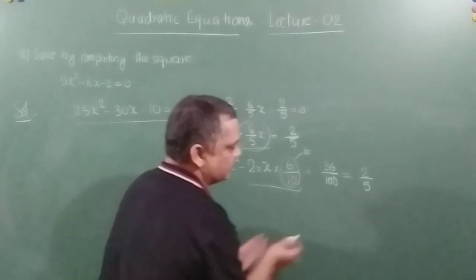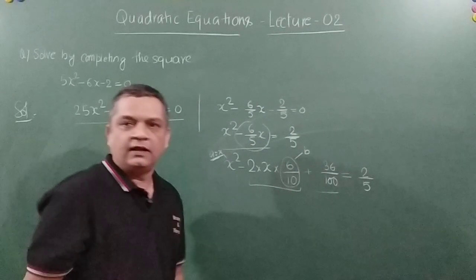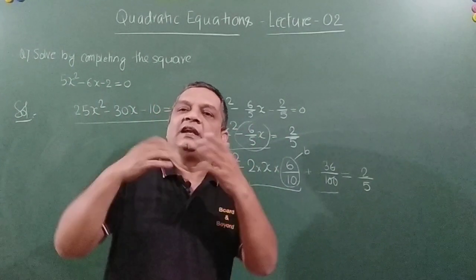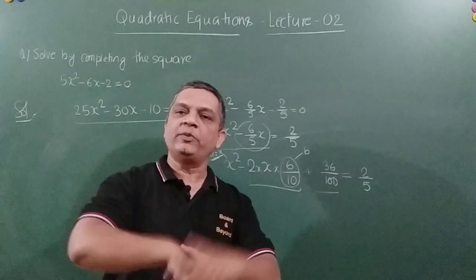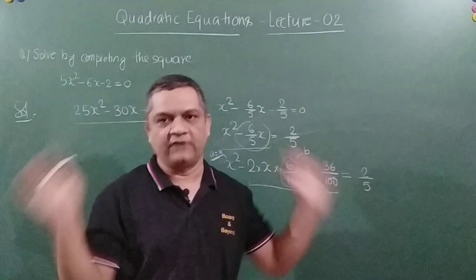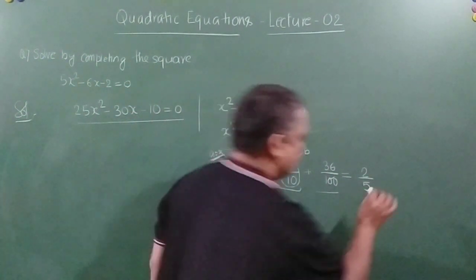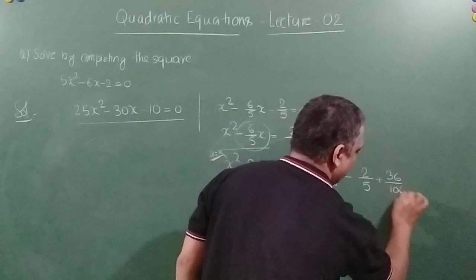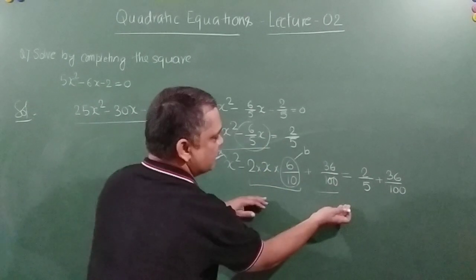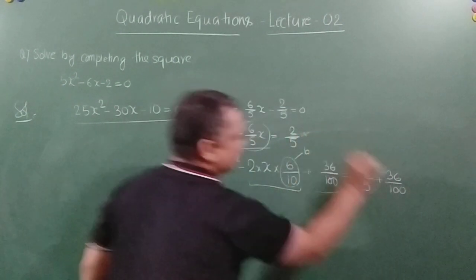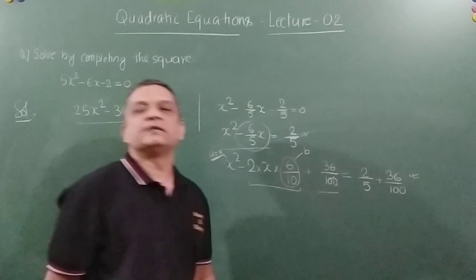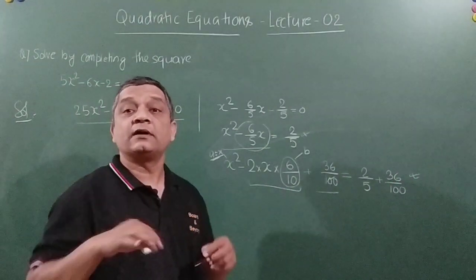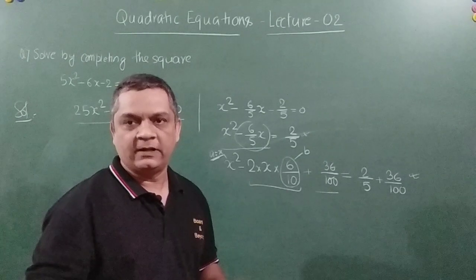But what have I done? I have added this extra, right? We cannot change the equation. So whatever I have added on the left hand side of the equation should be added on the right hand side of the equation as well. Right? Okay. So this becomes 36 by 100. We need to add it here. Now this equation is nothing but this. Both are the same, but the representations are different. You are getting my point? This is what is called the method of completing the square, right?